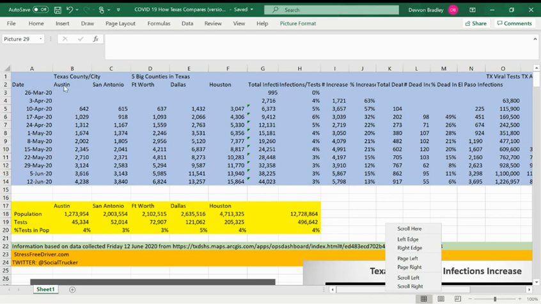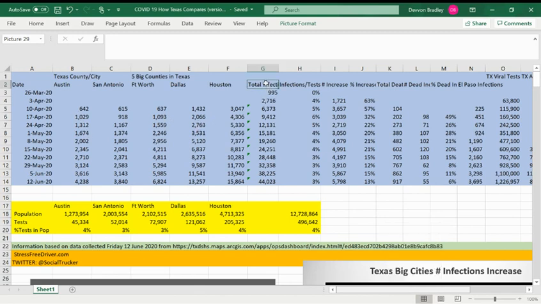So this is Austin. This is Travis County. This is San Antonio's Bexar County, and this is Tarrant County, and it's up north. It's north of me. Dallas is also north of me, Dallas County. Then Houston is Harris County. And week by week, you can see what I did.